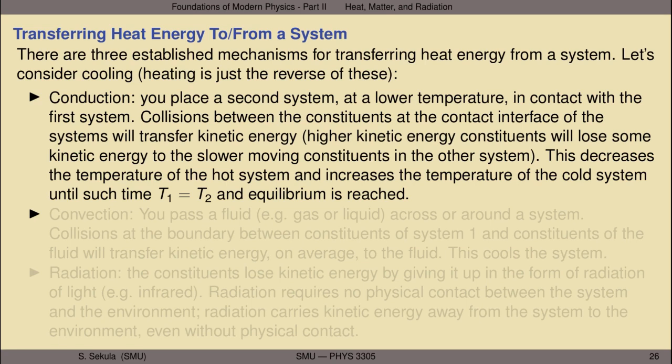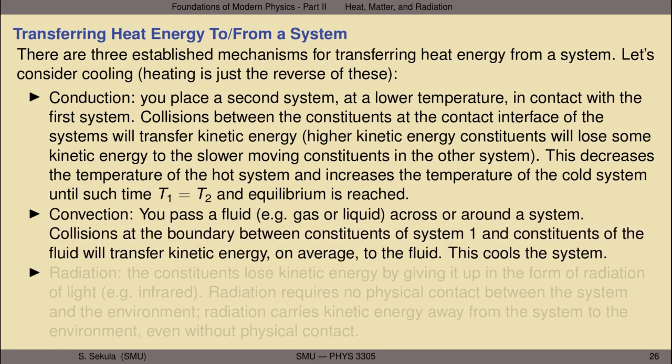It's all collisions. This decreases the temperature of the hot system and increases the temperature of the cold system until such time as the temperatures of the two systems reach a new equilibrium position, T1 equals T2. This will occur, typically, when the temperature of the hotter system is lowered down, and the temperature of the cooler system is raised up, and you finally reach a point where they both have the same temperature, and they stop transferring heat energy. They, on average, have the same kinetic energy for all their constituents. No more transfer can occur.